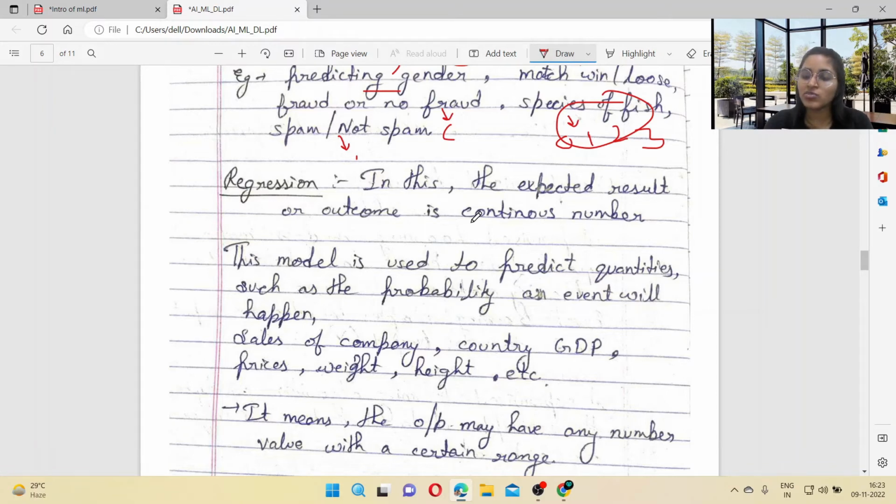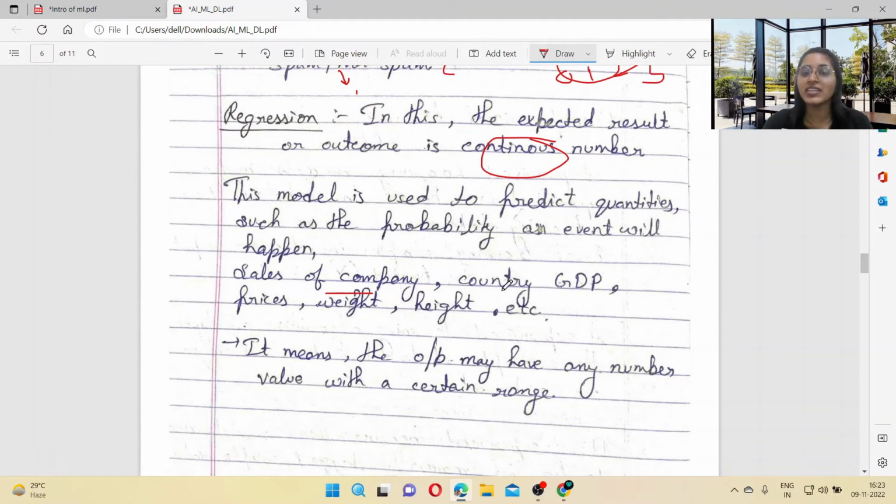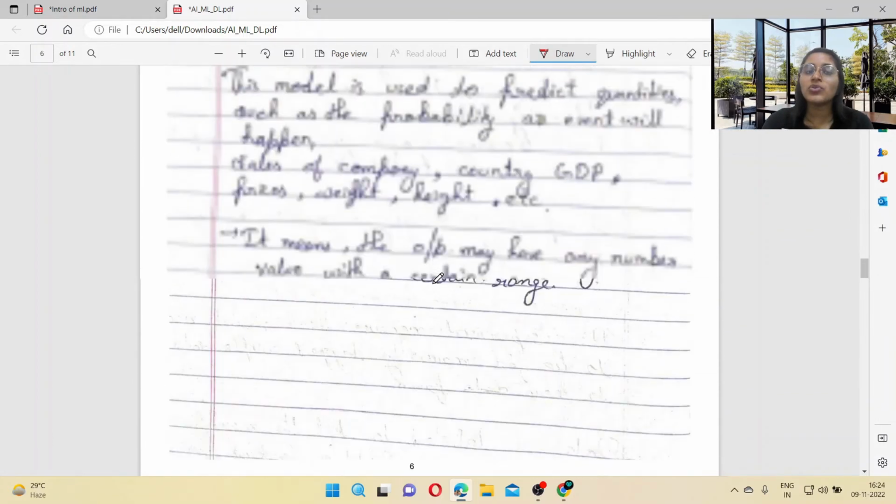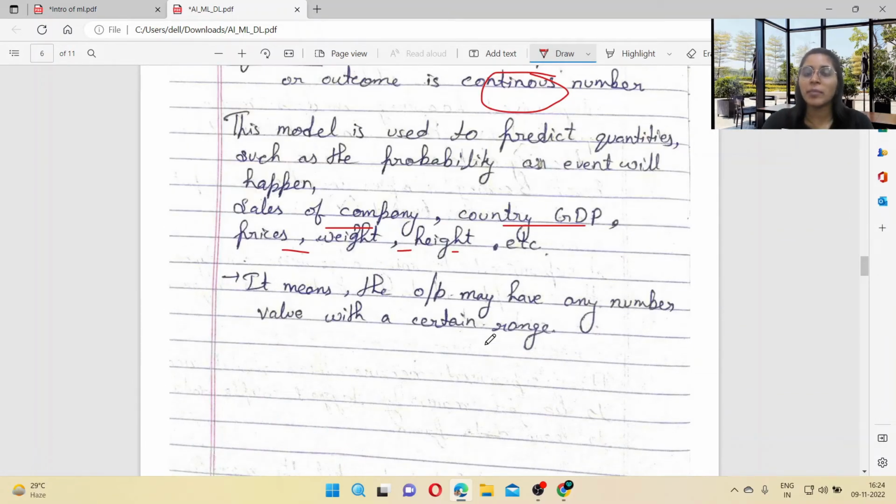So you provide the three rooms data, you provide the one room data, and it predicts something like 40 or 50,000 in between. So this is a regression problem. You want to predict a continuous number, like a price. Sales of a company, country GDP, prices, weight, height, these are all examples of regression problems. It means the output may take any number value within a certain range. These are the examples of supervised machine learning algorithms.